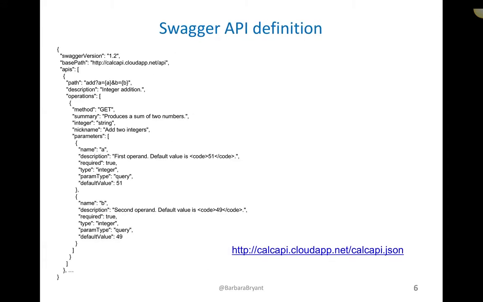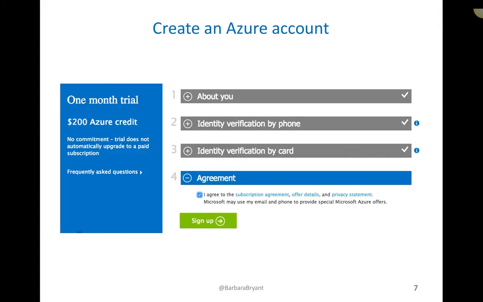So this is one way in which you can define an API. This is called Swagger. It's a little language in which you can express the information about the operations and parameters in an API. And this is a selection from the calculator API that I used as my first test case.